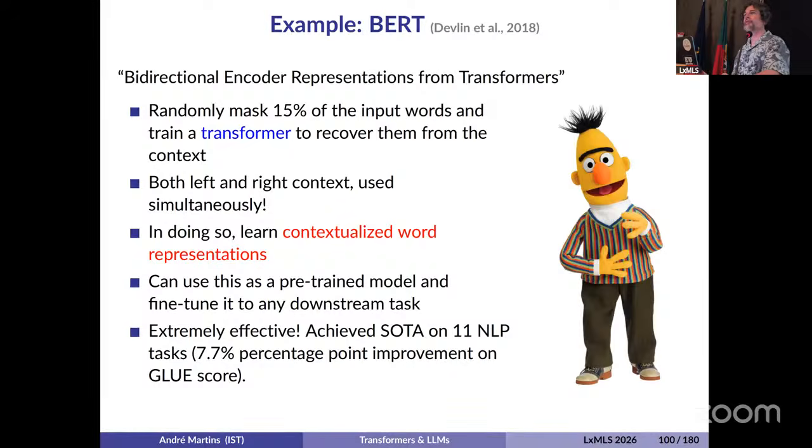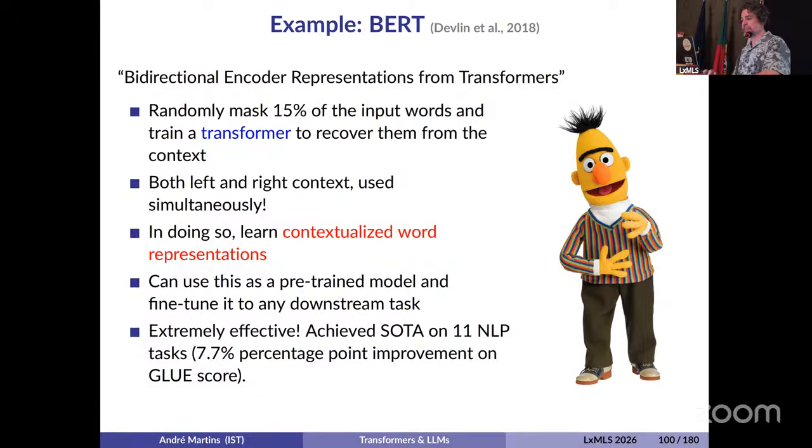How many of you remember BERT? Okay. Did you ever use BERT in your research? Okay, interesting. So this was extremely influential in the field. It was probably the first convincing example of a model that could be used for many different tasks.